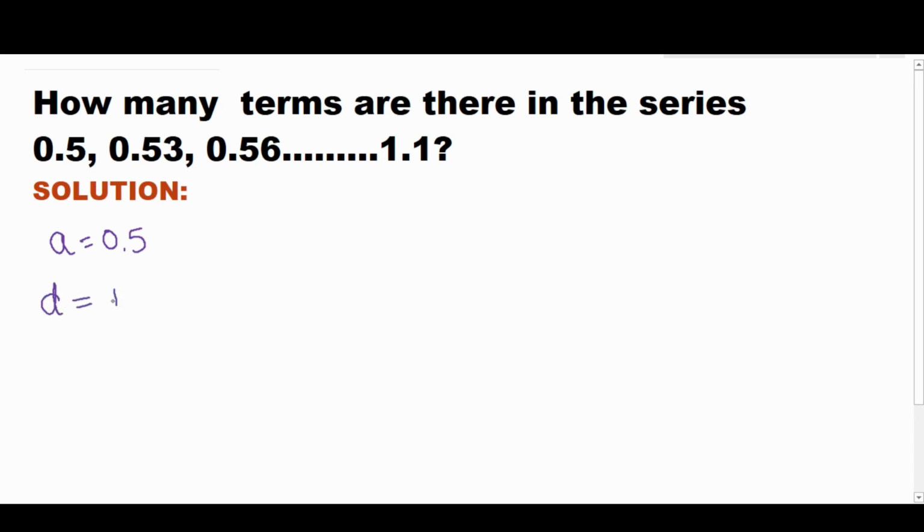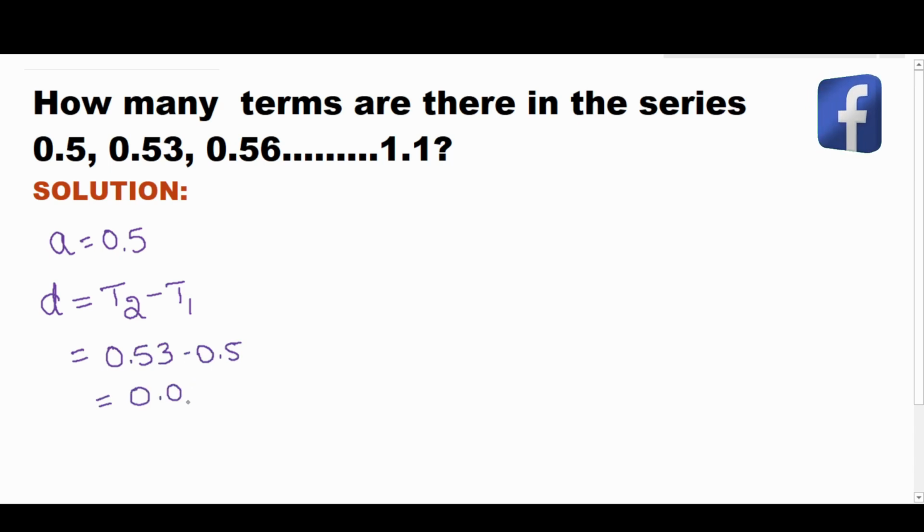Let me find the D value. We already know the formula, that is T2 minus T1. T2 is nothing but 0.53 minus 0.5. So on subtracting this, I land up with 0.03 as the D value. So we already know the last term, that is Tn is 1.1.